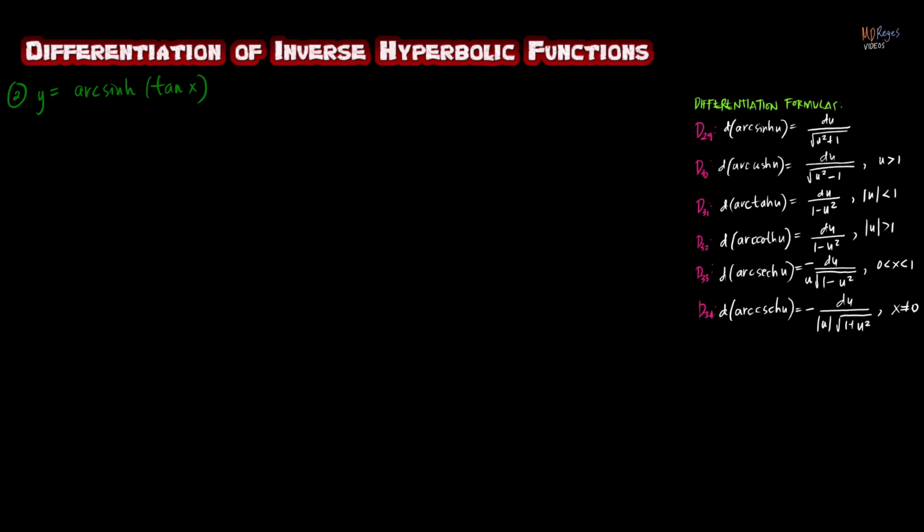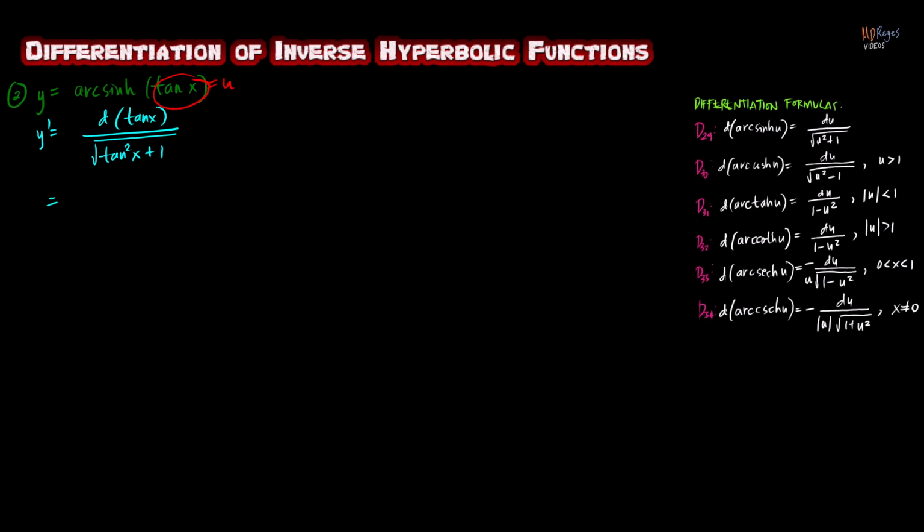Now for the next example, number 2 is y equals arc hyperbolic sine of tangent x. So I have the formulas on the right side of the screen. This is in the form arc hyperbolic sine of u in D29, where u in this case is tangent of x. So we get y prime. Y prime is equal to, according to the formula, du, so that's the derivative of tangent of x, over the square root of u squared plus 1, so that's tangent of x squared plus 1.